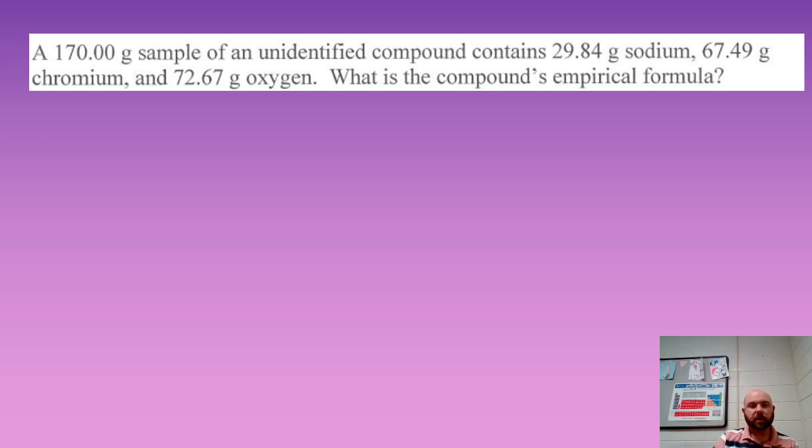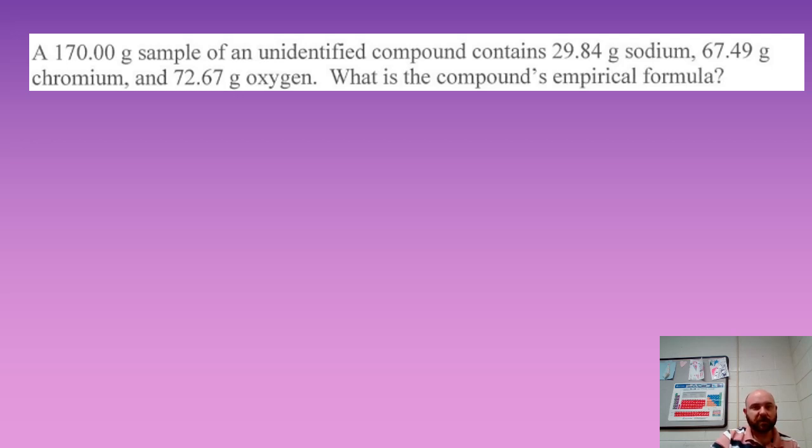Okay, we are going to take a look here at how to turn some mass data into an empirical formula for an unknown compound. Our question here says a 170.00 gram sample of an identified compound contains 29.84 grams of sodium, 67.49 grams of chromium, and 72.67 grams of oxygen. What is the compound's empirical formula?